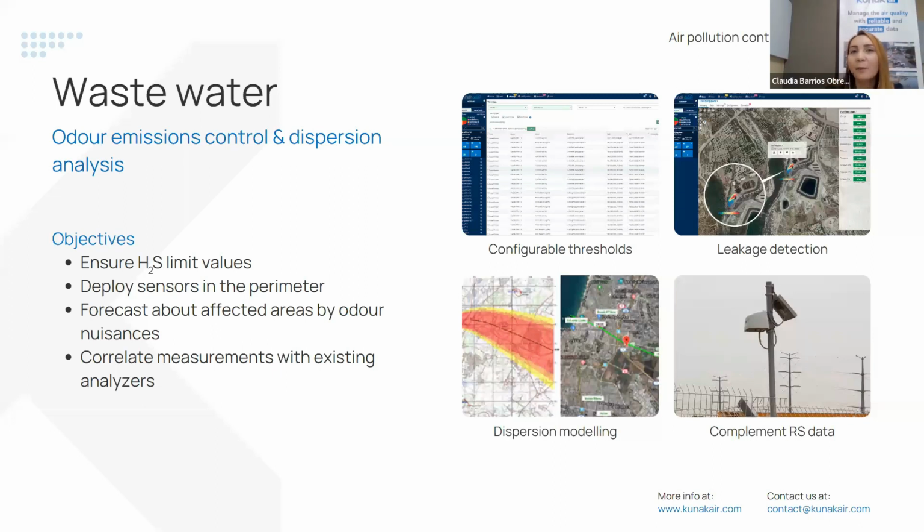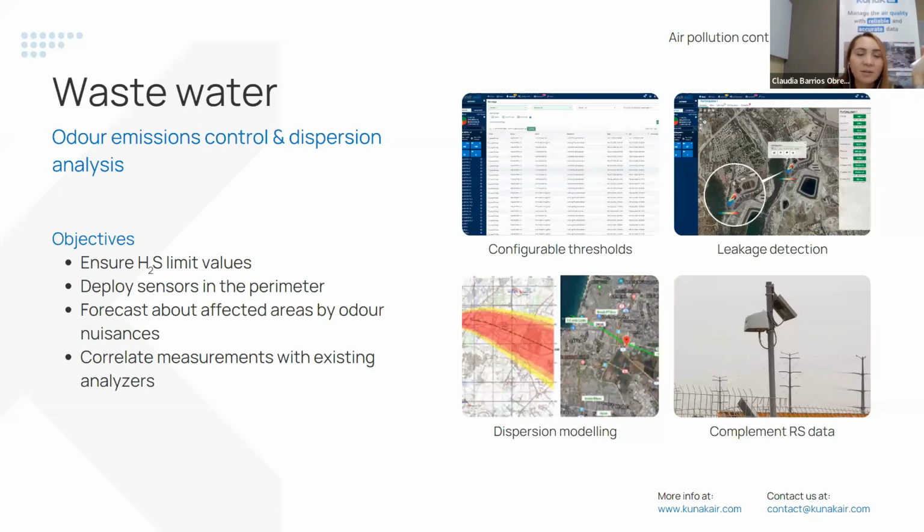However, the wastewater treatment plant had been investing a lot of resources to prevent such episodes. So they aimed to ensure that H2S concentration meets the limit values, deploy sensors capable of detecting accurate H2S concentrations in the perimeter of the plant, and predict possible affected areas when odor episodes occur.